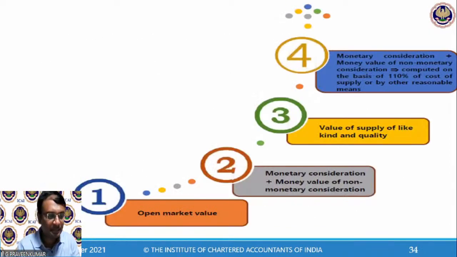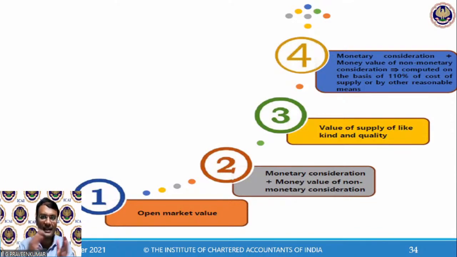Now, this is picked up from our institute material. Very easy way they have summarized for us to understand how we recollect this particular Rule 27, where there is an unrelated party transaction, where my monetary value is not open market value, where I receive money as monetary consideration. This is one particular slide I have taken from our institute material, page number 7.38.